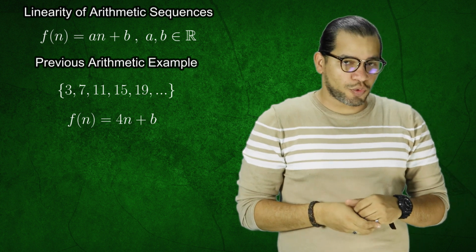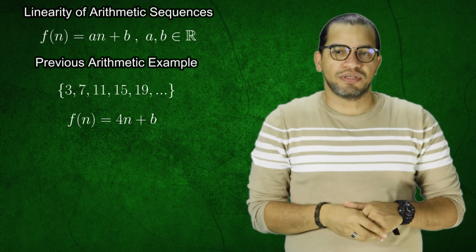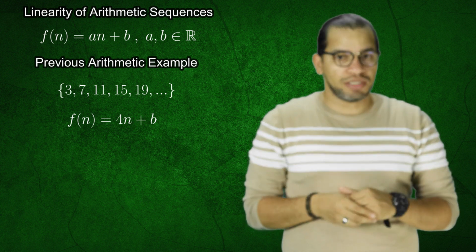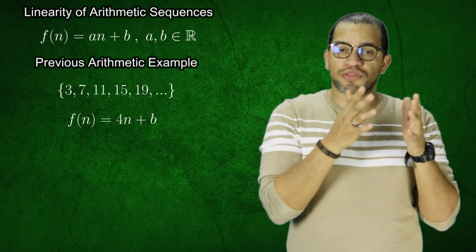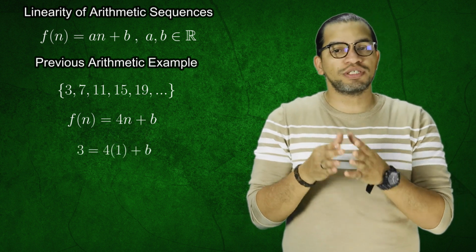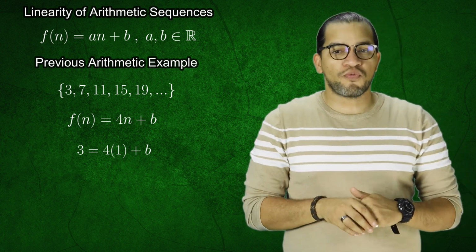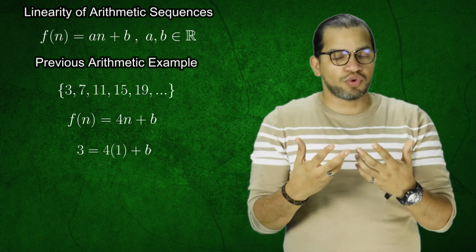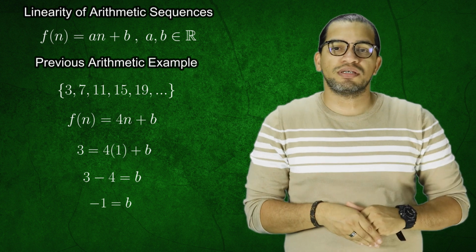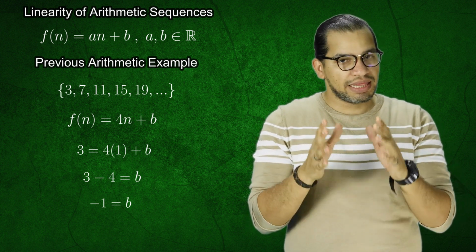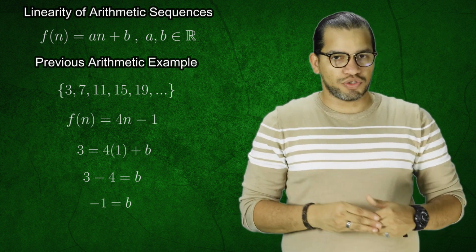Now, this sequence is such that f of 1 is equal to 3. So we can use this point in order to find out the value of b. Now we can do that: 3 is equal to 4 times 1 plus b. Therefore, 3 is equal to 4 plus b. And when we solve for b, we get that b is equal to -1. Thus, the equation that represents this particular sequence is given by 4n minus 1.